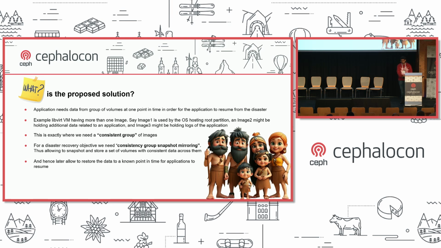Will you be happy if we take the snapshots of these images at different points in time? Because when there is a disaster, if you try to restore this set, you might end up with images in different states. That's not something the applications would look for. So this is exactly where we need the consistency group of images. For disaster recovery scenarios, we need consistency group snapshots to be mirrored onto the secondary. Thus, when there is a disaster, you will be able to restore to this set of consistency group snapshots so that you can resume from there.